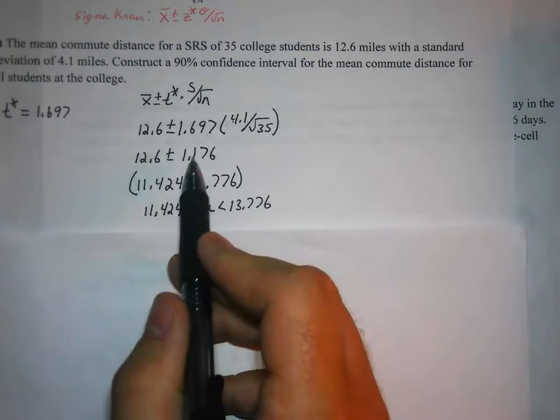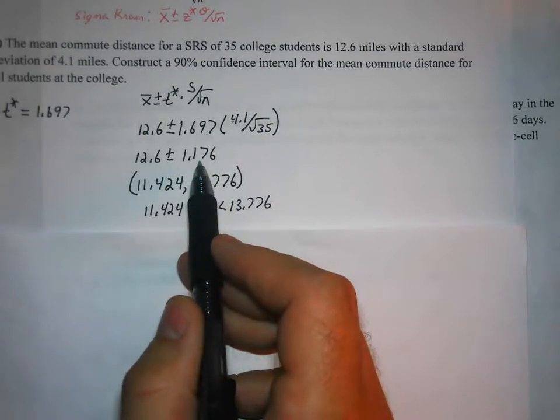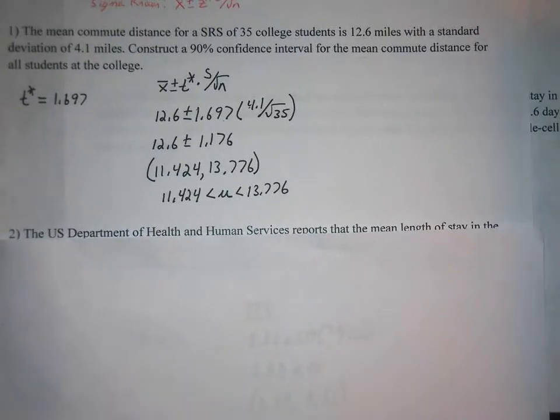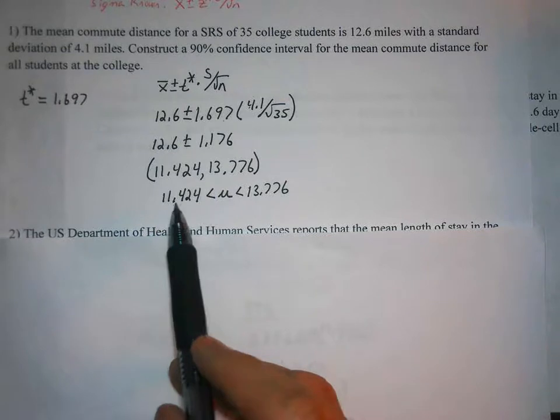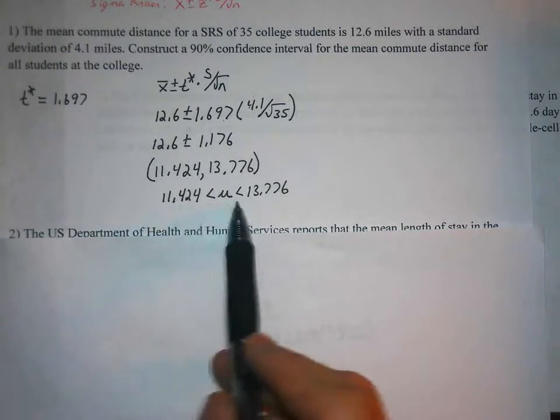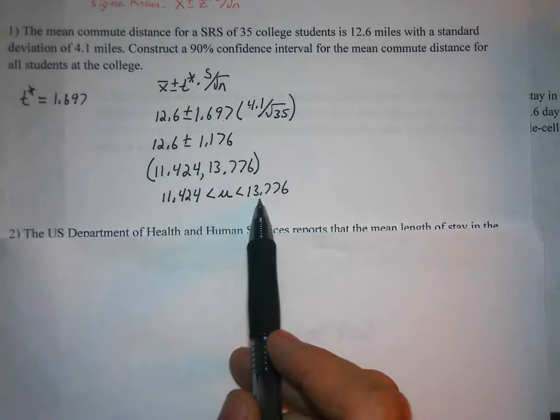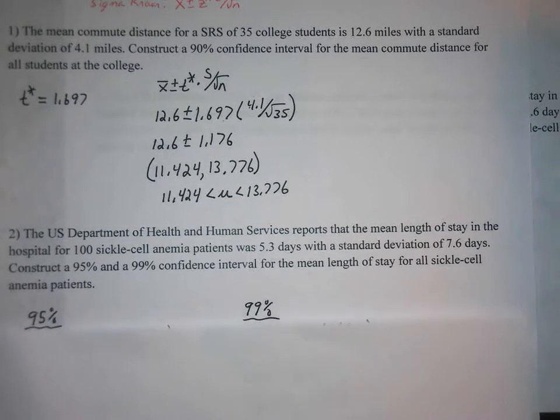You get your margin of error, 1.176. And I didn't tell you what to round to on this one, so we're not going to focus too much on that. So we end up with, we're 90% confident that this interval contains the true value of mu, the mean commute distance for all students. Okay, read the second question.